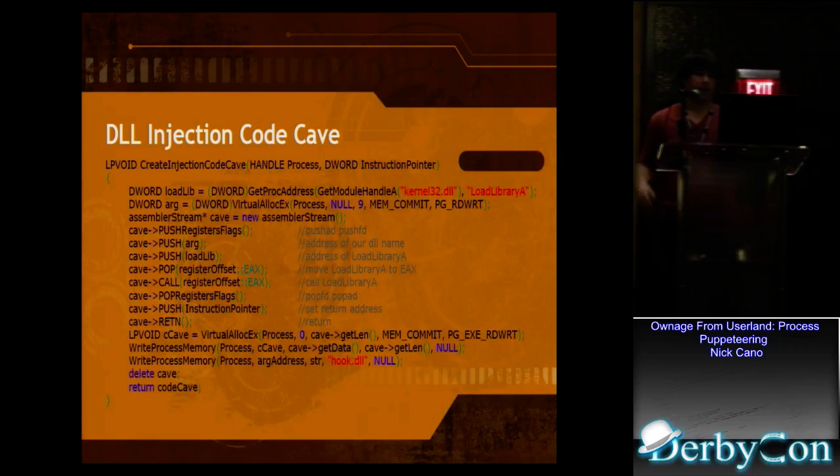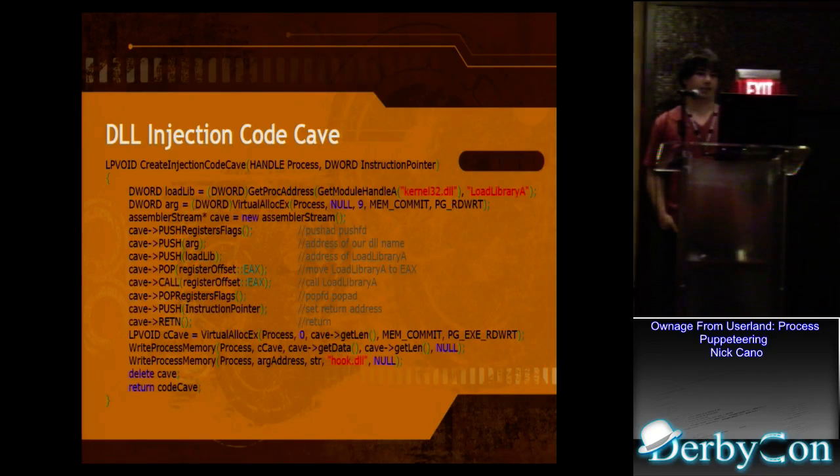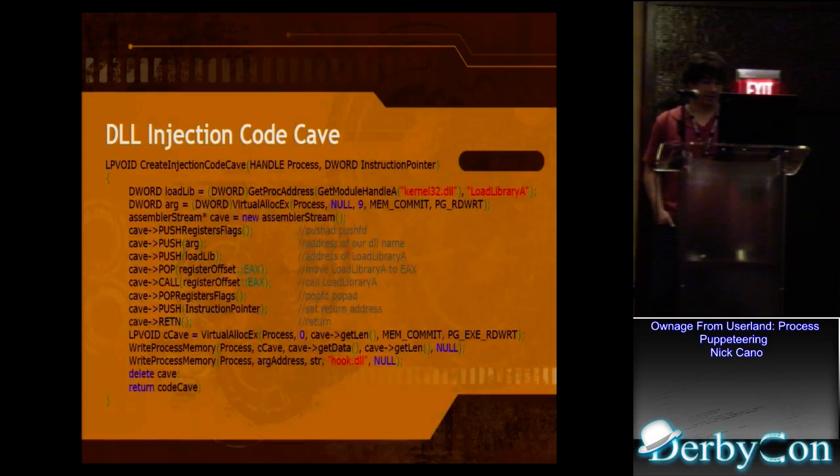So here's a simple DLL injection code cave, and I see some faces that are kind of like, no, you just CreateRemoteThread on LoadLibraryA. I don't know why you made it so complicated, and we're going to get to that later. This is how you would do it using thread injection, so we'll talk about that. Or I should go back and explain it.